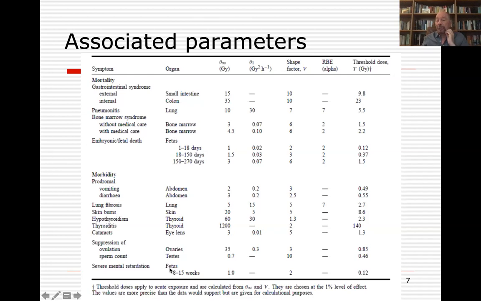Severe mental retardation, you see, is the one with the lowest dose threshold here. Threshold, again, defined as 1%. If you compare, the only one with the same low threshold is the fetal death. So you see that in the exposure between 8 and 15 weeks, so when this is non-lethal, because it's quite advanced, you can have severe mental retardation with the D50 of about 1 gray and a threshold dose of about 0.1 gray.